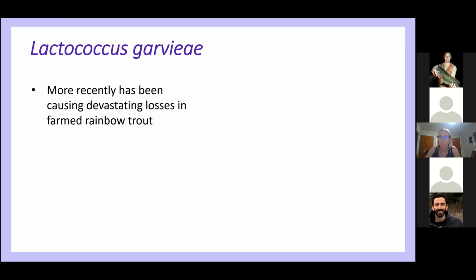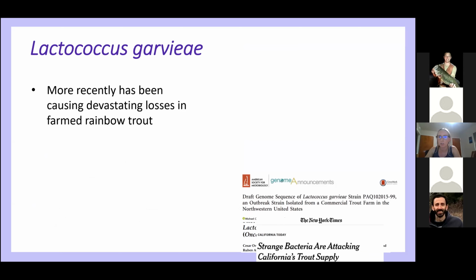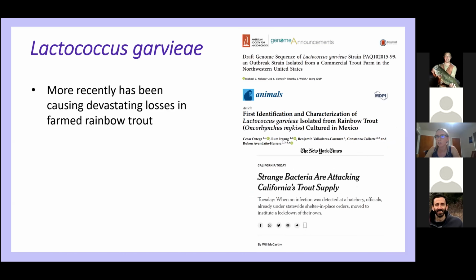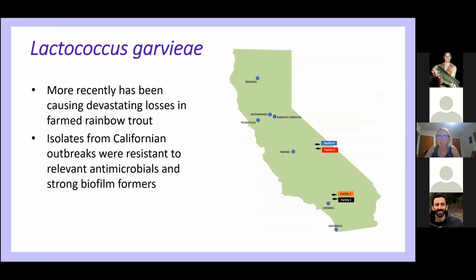But more recently, it's been causing pretty devastating losses in farmed rainbow trout. So particularly there was around 2016 an outbreak in Mexico, and then relevant for us here in California at UC Davis, there was a big problem in some Californian facilities where we were getting really heavy losses and isolating this pathogen as the cause. And our isolates from these diverse hatcheries were particularly problematic. They were pretty resistant to the tested antimicrobials, and treatment with florfenicol, which supposedly on the in vitro side might have been susceptible, was still ineffective in the field.